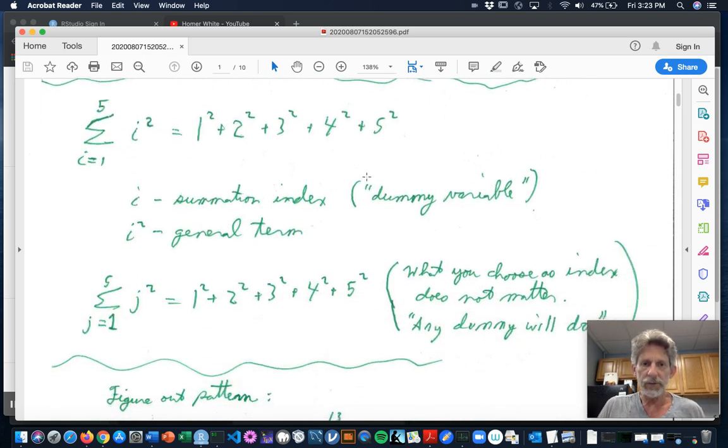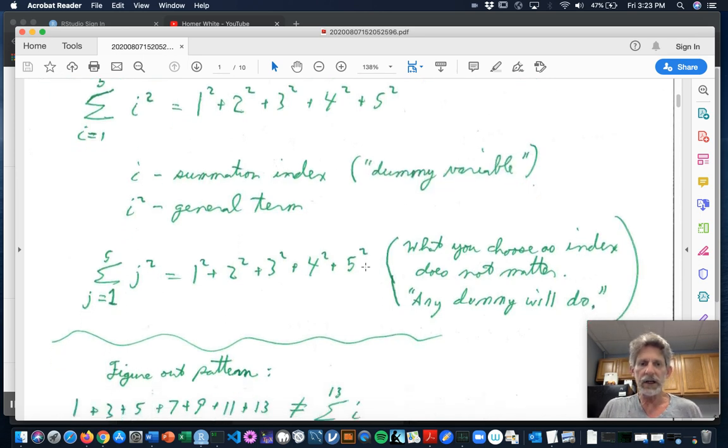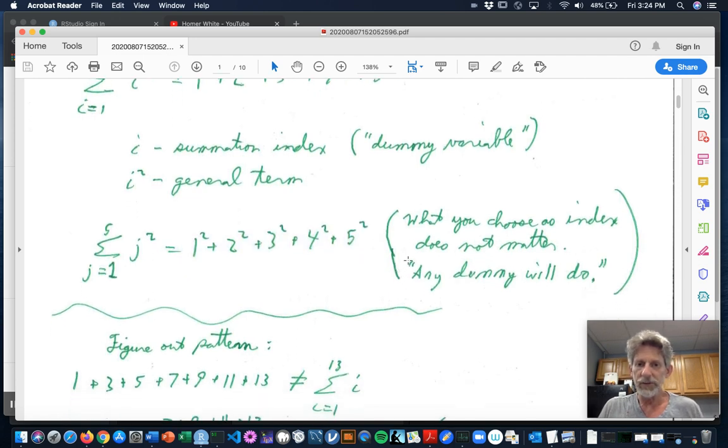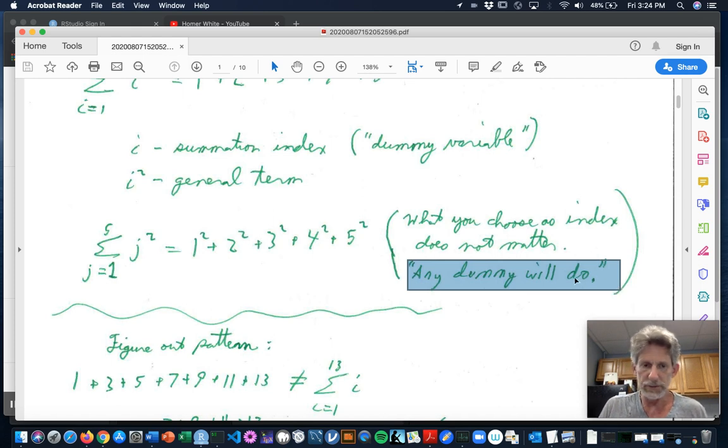Why do we sometimes call the I a dummy variable? It's because you didn't have to use an I to express the same sum. You could have used another letter, like how about a J? This summation still works out to the same sum. So it's called a dummy variable, maybe from the expression any dummy will do.